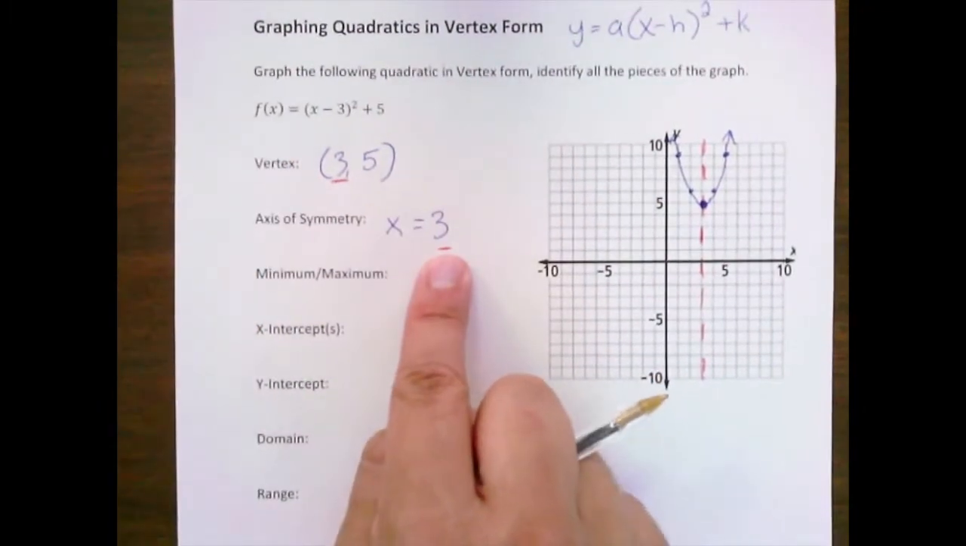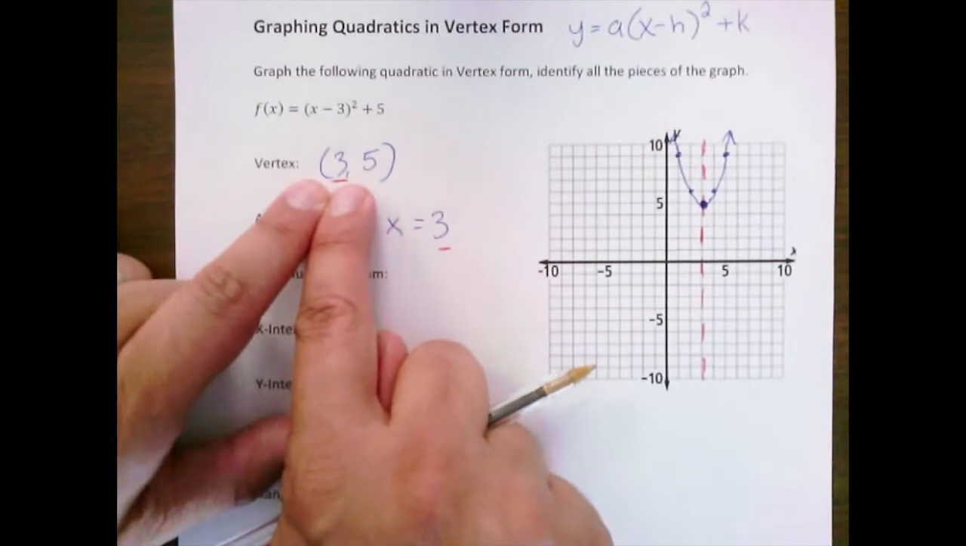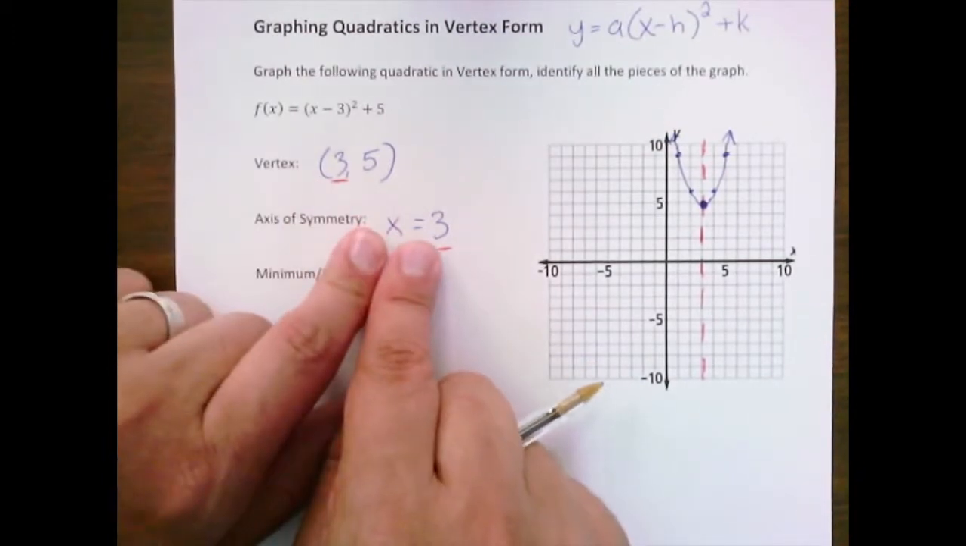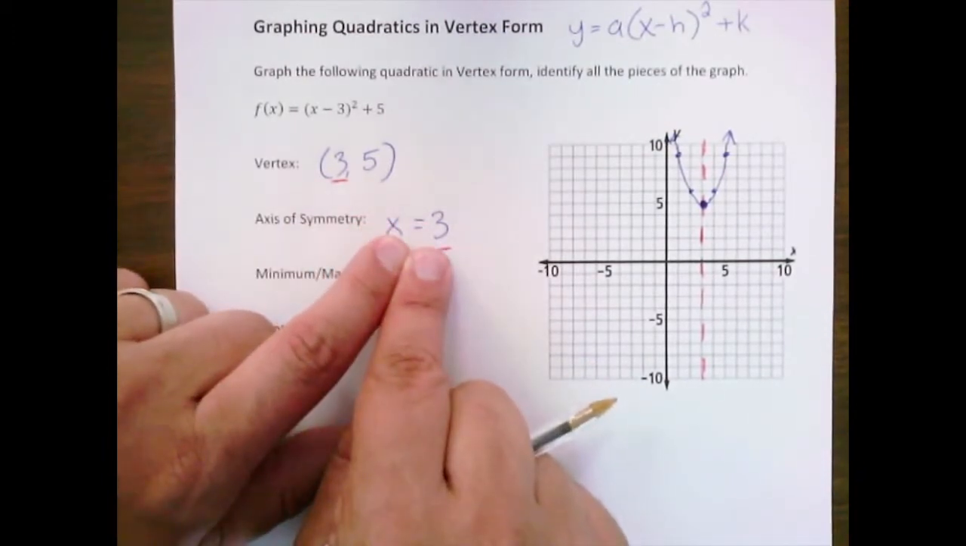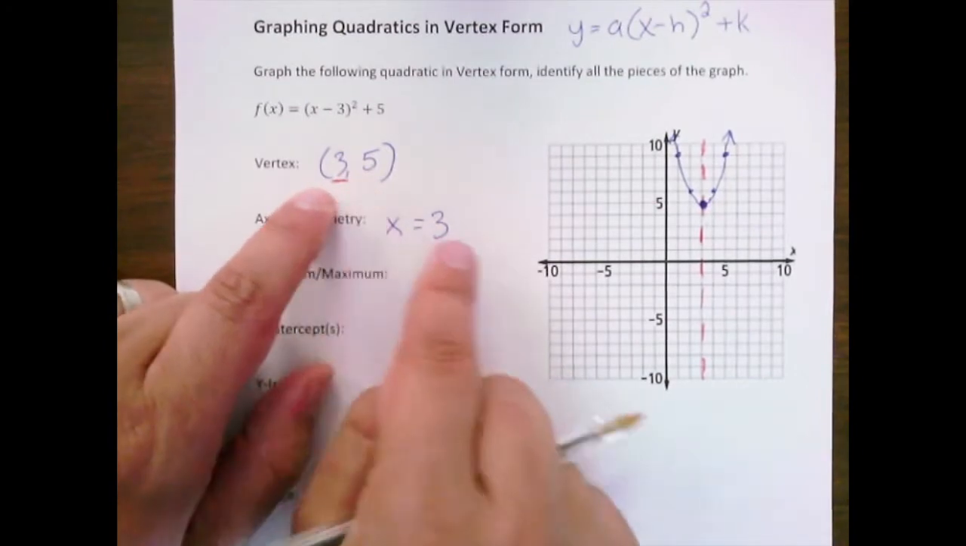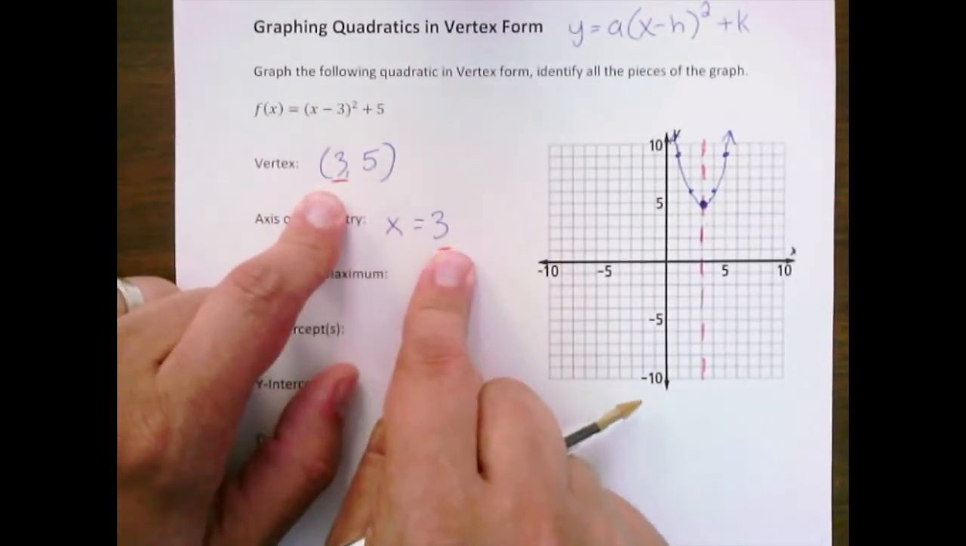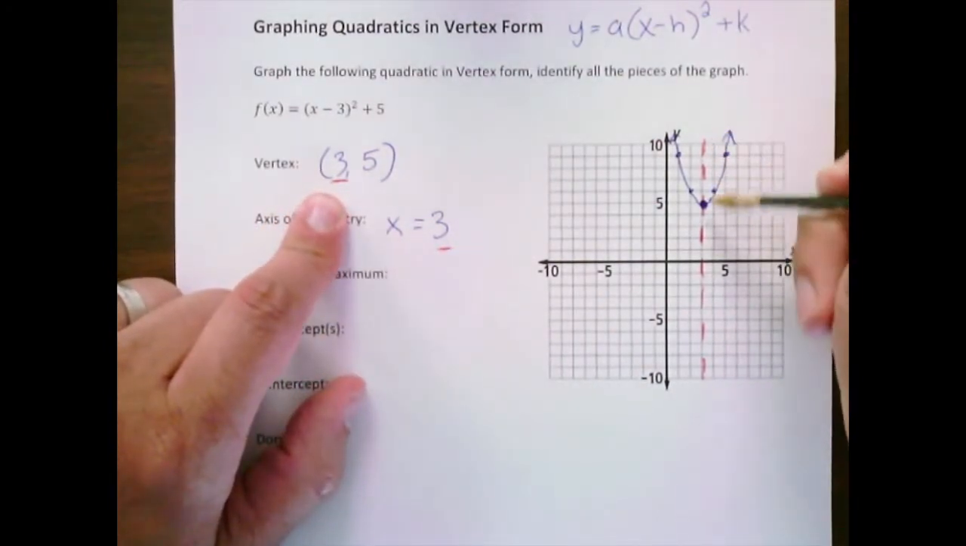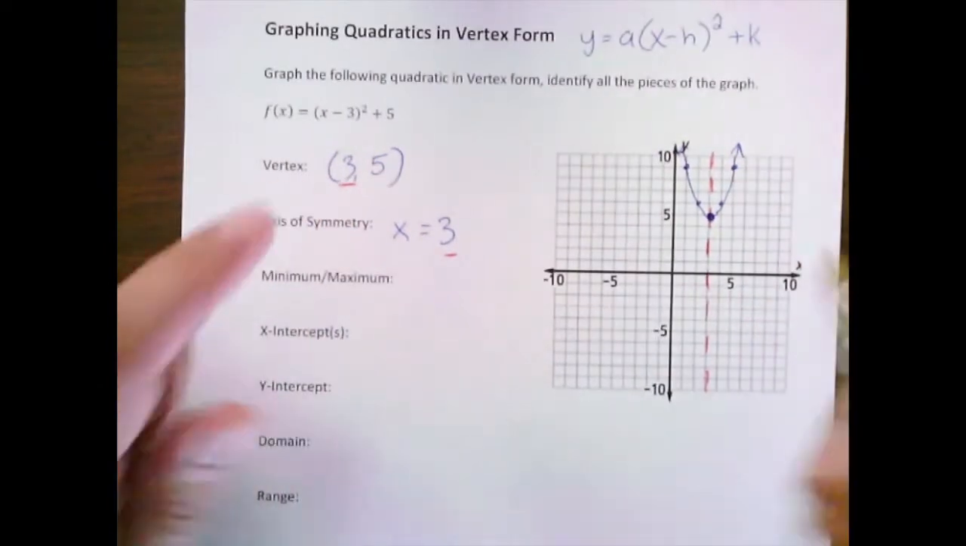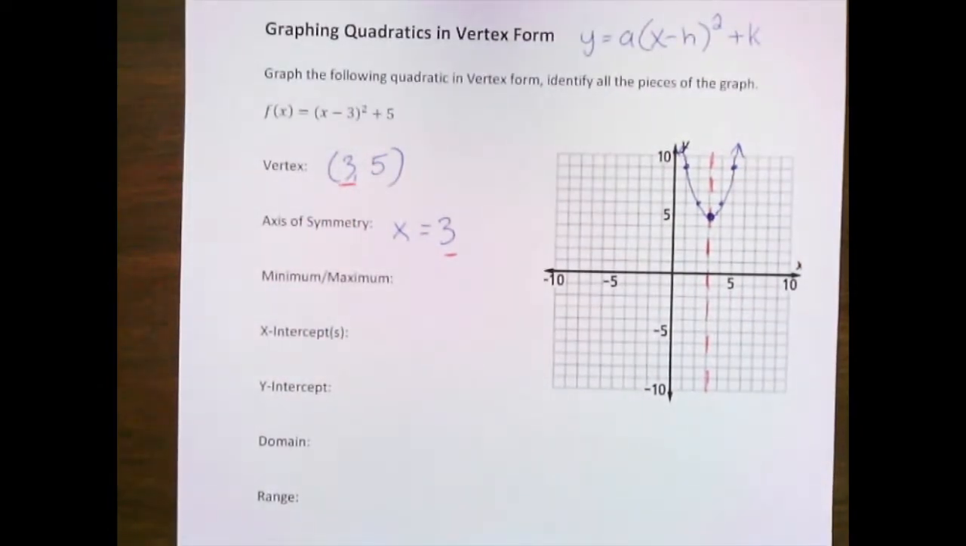That is always going to happen. So if you know the x part of the vertex, you know the axis of symmetry. If you know the axis of symmetry, you know the x part of the vertex. These numbers will always be the same. And it goes back to the idea that the axis of symmetry is going to cross through our vertex.